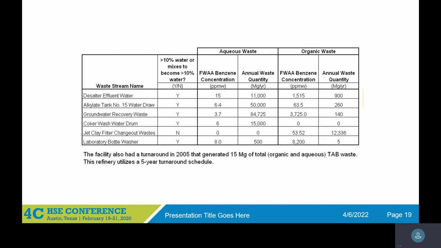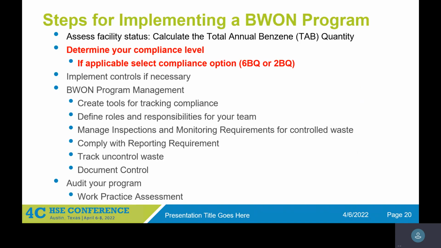All right. So now we go back to what we were talking about at the beginning. If you're going to implement a BWON program, we have already talked about assessing your facility status and calculating your TAB, right? So now you got a number. So you're 300 and something, she was 400 and something megagrams a year. Do you know yours?